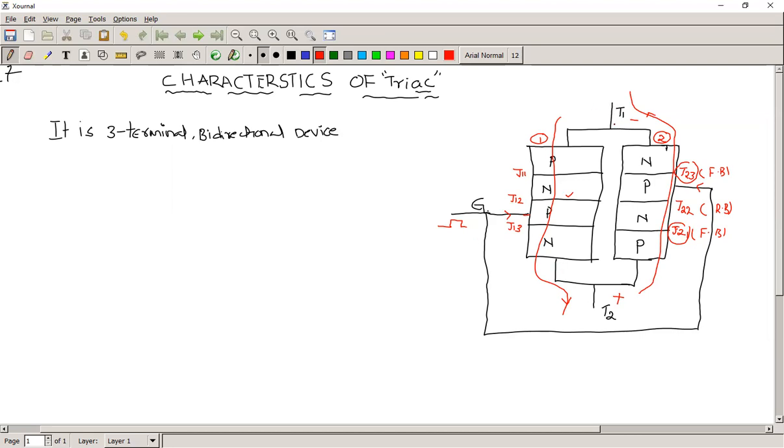In the same manner, if T1 is negative and T2 is positive, only the second device is forward biased and this junction J22 breaks down. This device only allows a current from the positive terminal to the negative terminal. Don't think that when T1 is positive with respect to T2, that voltage is not applied to the second device; because the electrical connection is there, that voltage also is applied to the second device. But one is forward biased and the other is reverse biased. In this manner, this device, the triac, allows a bidirectional current.